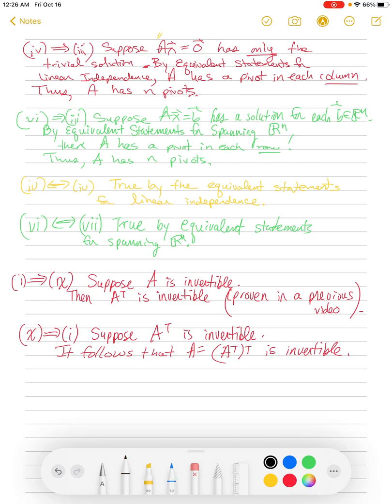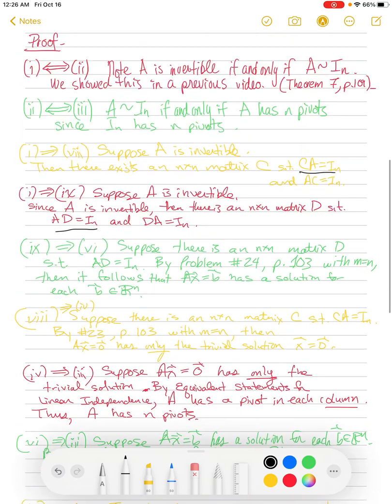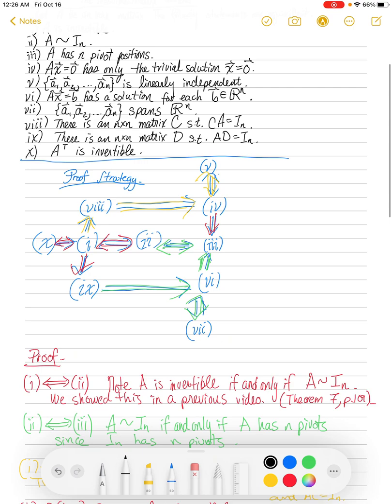That's it. We got 1 implies 10, 10 implies 1. So we got all the arrows taken care of. So that's the end of our proof. I'm going to put a box to indicate that's the end of the proof. So we've proven every single arrow here. So that's the proof of the invertible matrix theorem. In the next video, we'll do some examples.